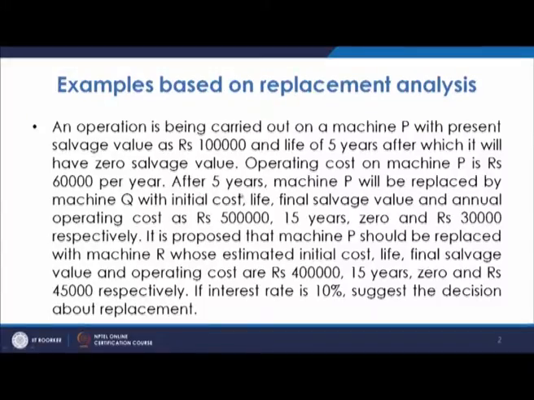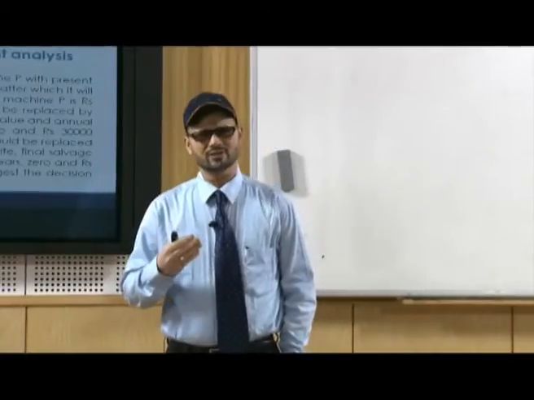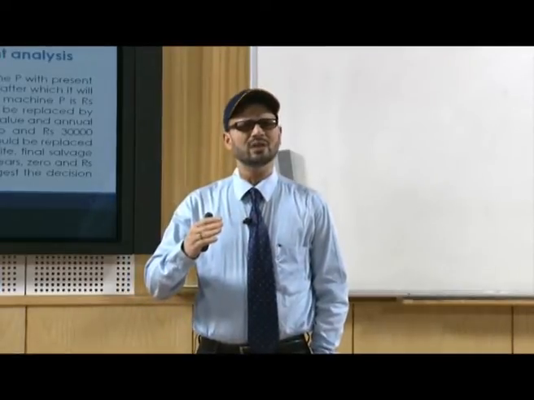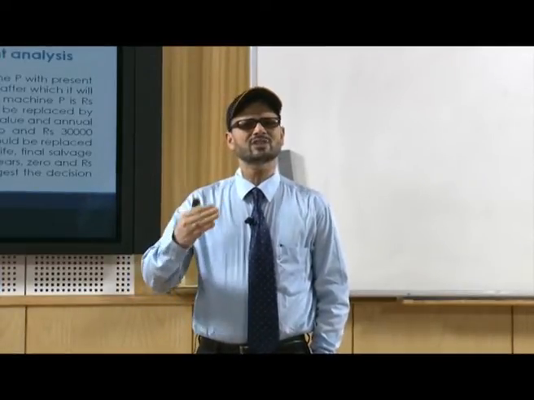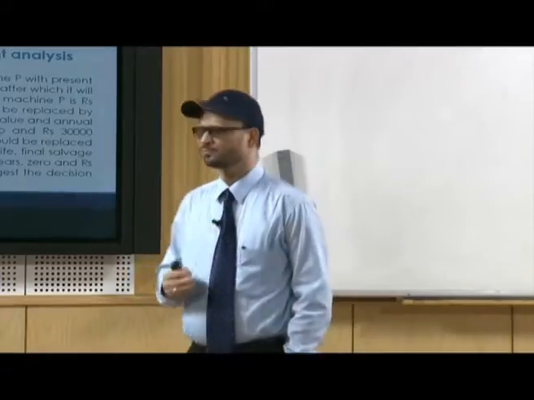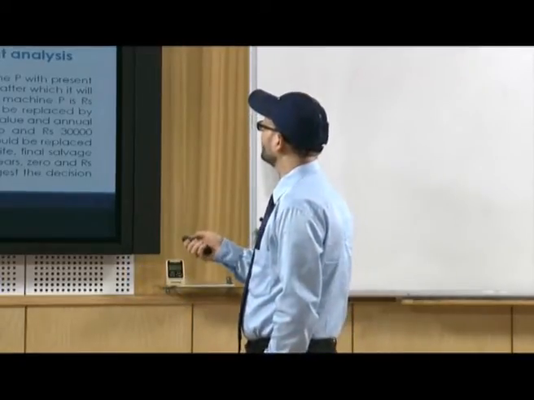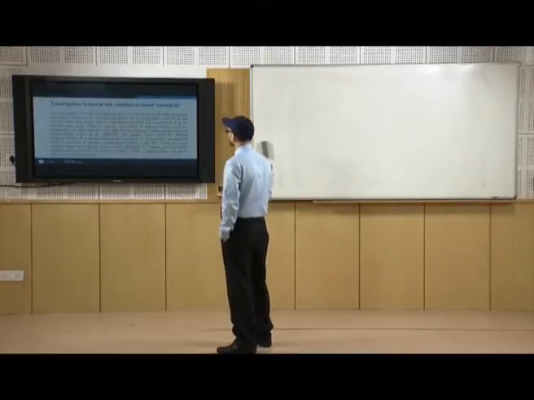Now, after 5 years, machine P will be replaced by machine Q with initial cost, life, final salvage value and annual operating cost as rupees 5 lakh, 15 years, 0 and rupees 30,000. So, basically for the initial 5 years machine P will be used, and then it will be succeeded by machine Q which has all these details.